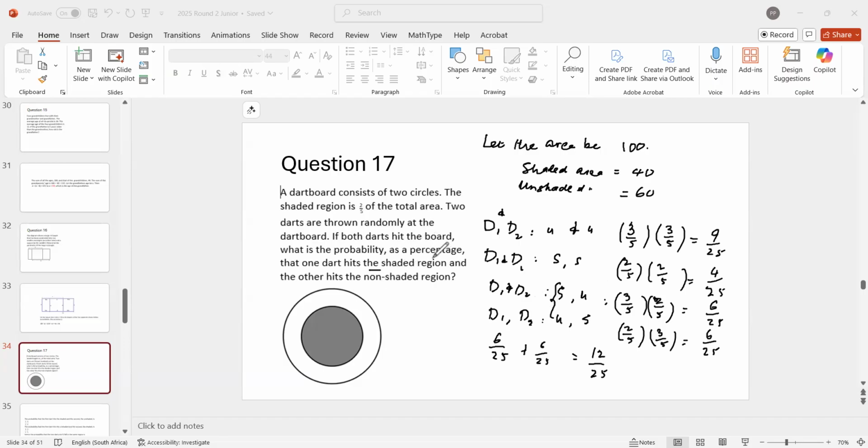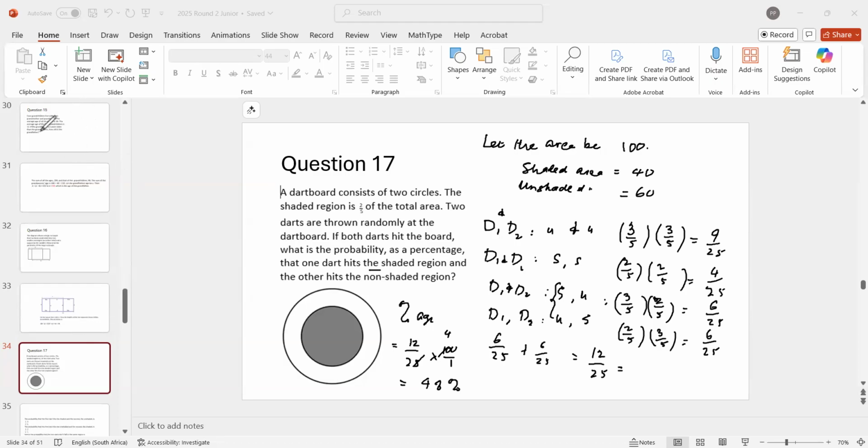Okay. But they want it as a percentage. So this as a percentage is 12 over 25 times 100 over 1. That's how you convert to percentage. 25 goes into 100 4 times. So 4 times 12 is 48. And this is as a percentage, 48%. All right. So the answer to this question 17 is 48%.